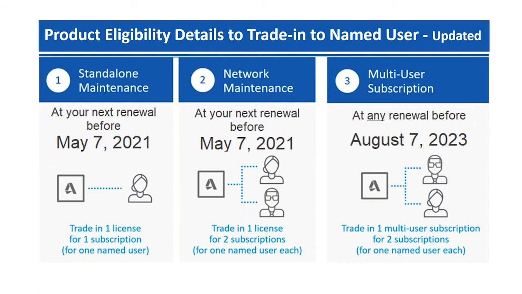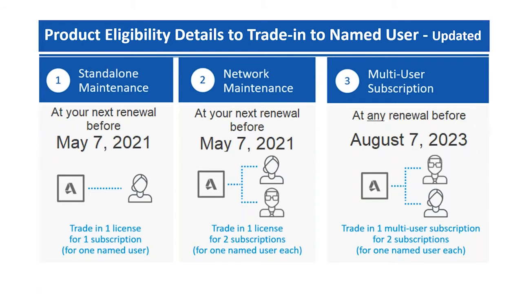So if you have standalone maintenance, an active maintenance plan with standalone perpetual, at your first renewal before May 7th of this year, you can trade in each standalone license for 1 subscription at a cost consistent with what you would pay today to renew. And then going forward, you can renew at an ongoing discount until 2028. And that discount means that Autodesk will cap a price increase at no more than 5% every other year.